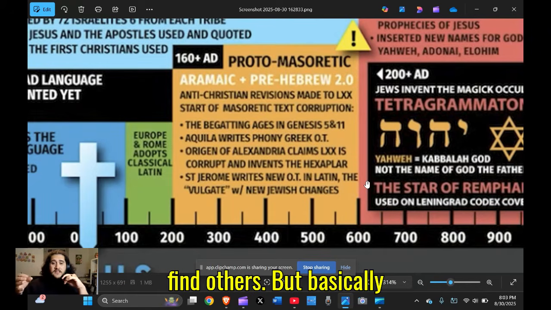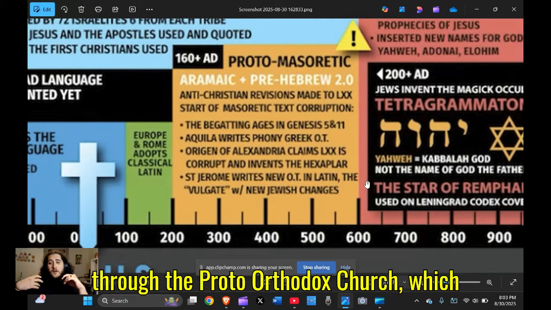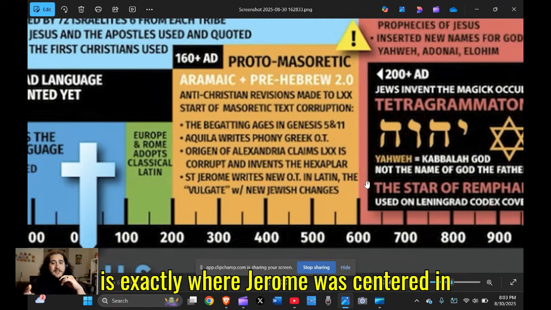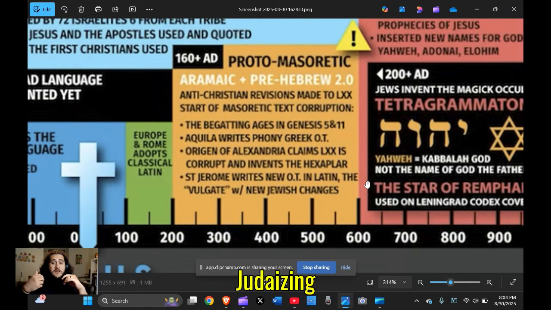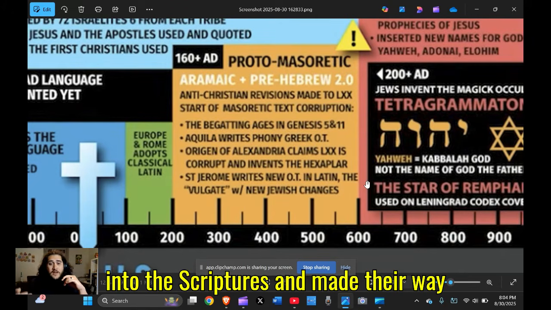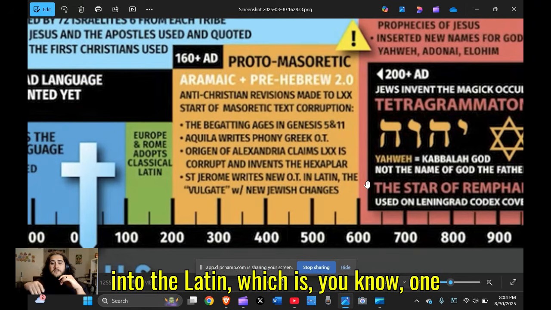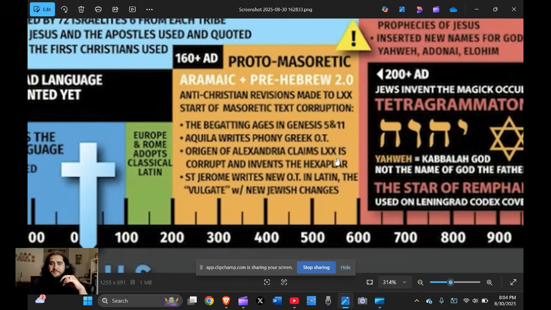But basically, the Judaizers ended up making their way through the Proto-Orthodox Church, which is exactly where Jerome was centered in, and when it eventually came to the Catholic Church. And then those Judaizing doctrines and traditions were put into the scriptures and made their way into the Latin, which is one of the earliest sources we have of the New Testament scriptures.